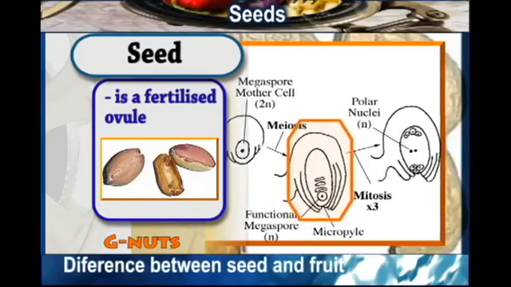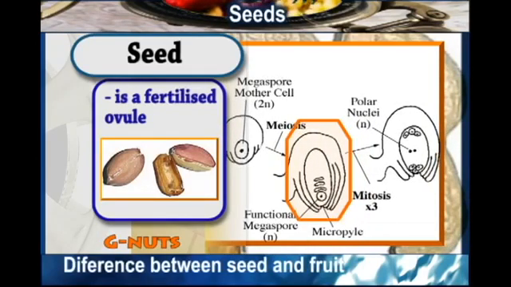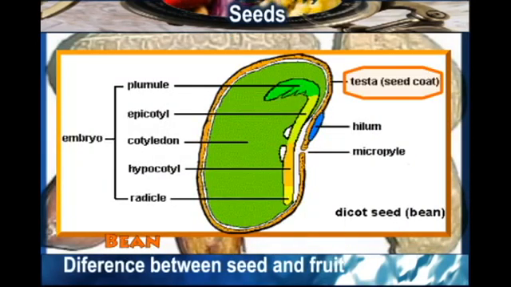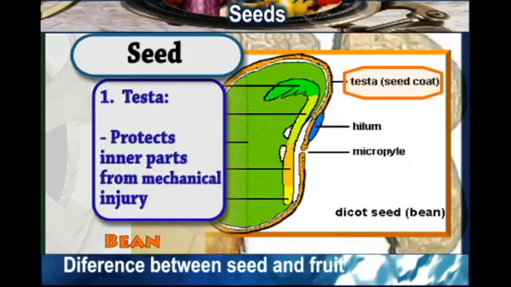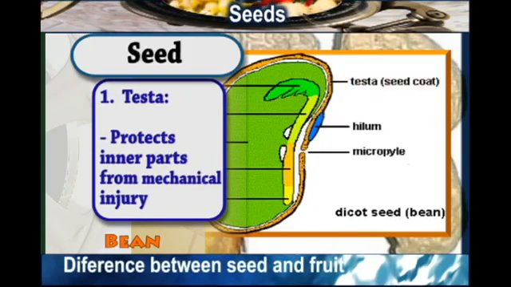around 6 items. The first item is the tester, which is the outer cover, and it is the protective part of the inner parts. It protects them from mechanical injury. That is the tester. We can always see the tester clearly in the bean seed.